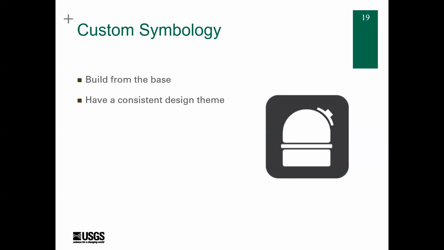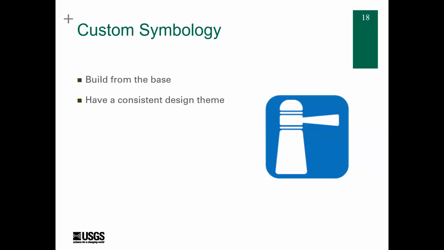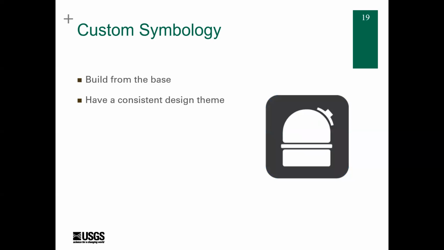Negative space between shapes or objects can also create cohesiveness. The previous slide had a lighthouse symbol, and this is an observatory symbol. Again, here's the lighthouse. Here's the observatory. They both have round objects with spaces between parts of the symbol. Repeating similar design techniques between symbols creates the cohesion we want.